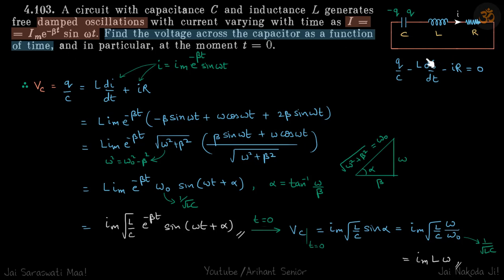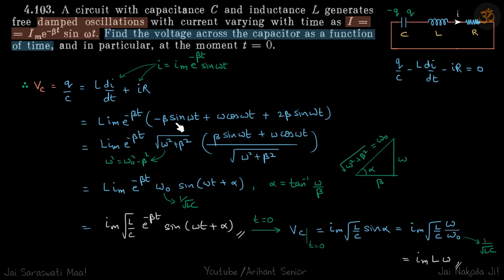So let's write KVL. That will be Q by C minus L di by dt minus IR is equal to 0. So Q by C is the voltage across the capacitor, so that's what we need to find. So that is Q by C, and that is equal to L di by dt plus IR. So I is given to us, so let's put the value of I, and we get this.